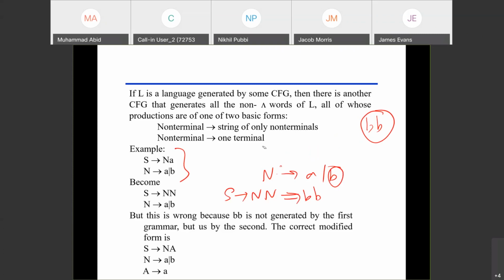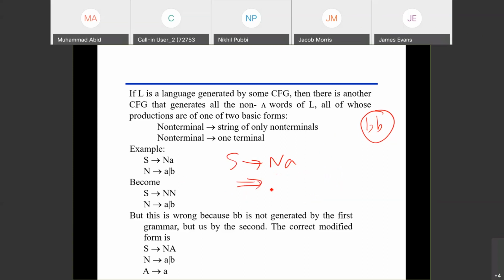But look at this one, the original grammar. If you have this original grammar here, are you able to generate this word BB? S can be replaced by NA, N can be replaced by A or B. So you are only able to generate BA. You will never be able to generate the word BB by this grammar. So it means that this way of conversion is not good, that you use an existing production rule and replace that terminal with a non-terminal. So this is not good.